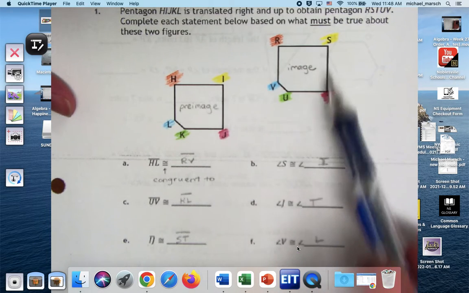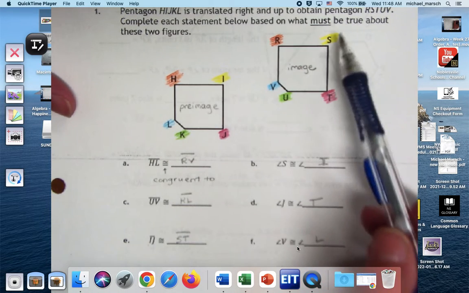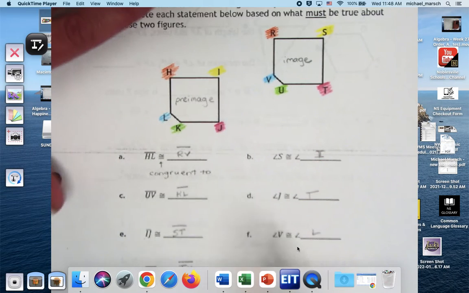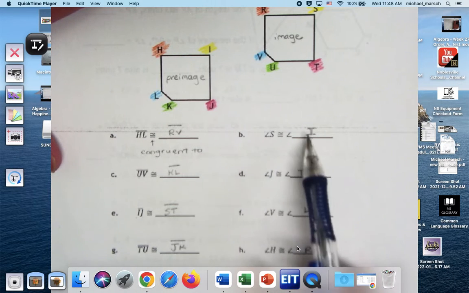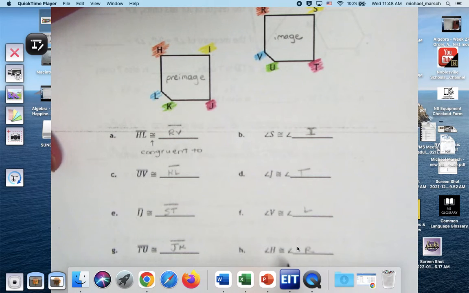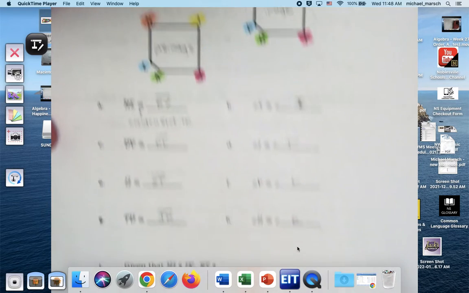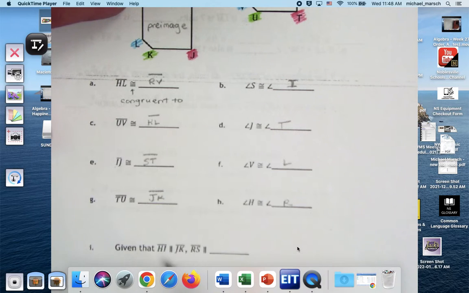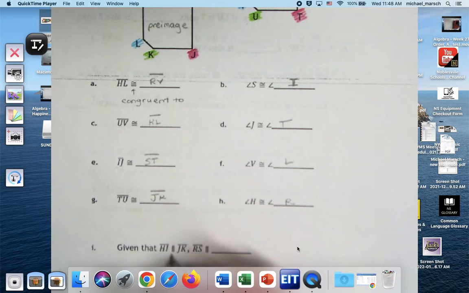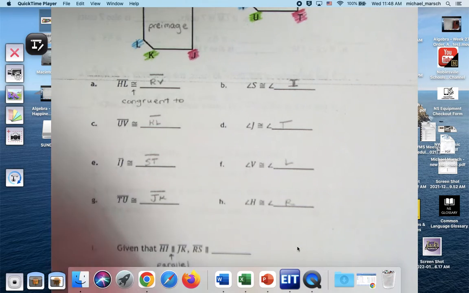Trapezoids so that we can see which parts are in the same location. We identified the different sides and some different angle measures that are congruent. Remember, this symbol means is congruent to. If HI is parallel to, so right here, write parallel. That's what that symbol means.